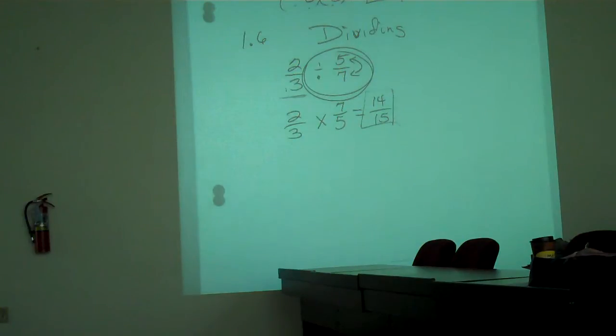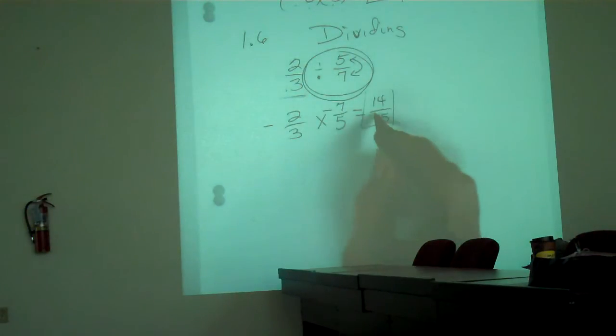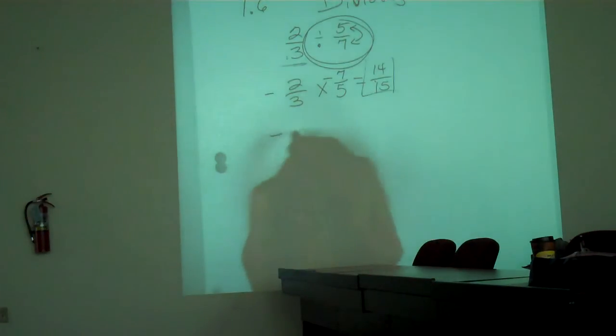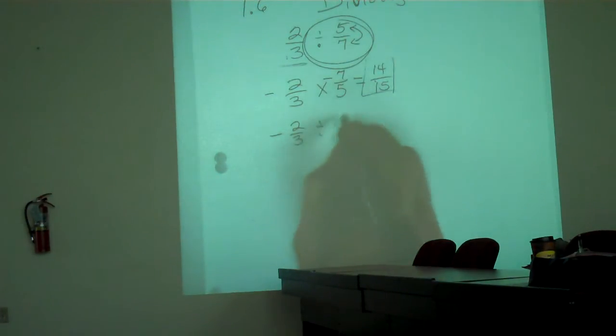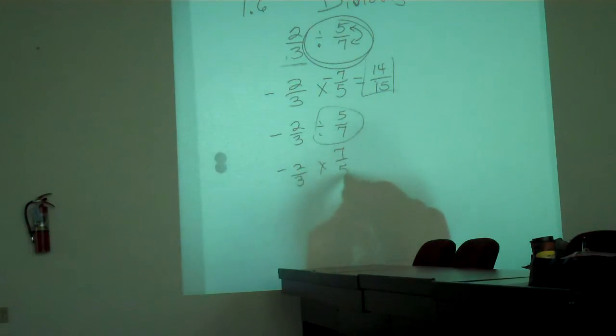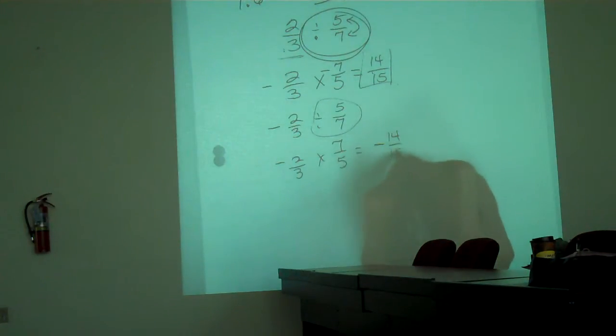Now if you have negatives and positives, it's the same as multiplication. If you have an odd amount of negatives, it's negative, and an even amount is positive. So if these had both been negative numbers, you would have still had a positive. If you would have had negative 2/3 divided by 5/7, you'd have had the negative. This still would have been exactly the same, times 7/5. The only thing that would have changed is your answer would be negative 14/15.